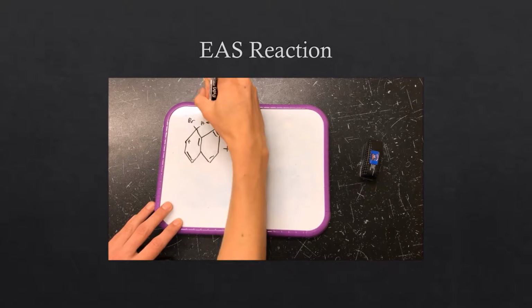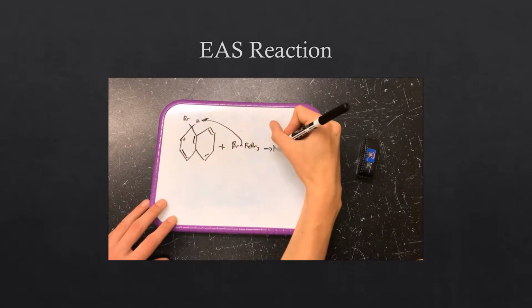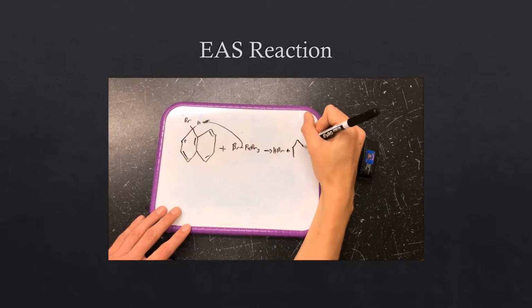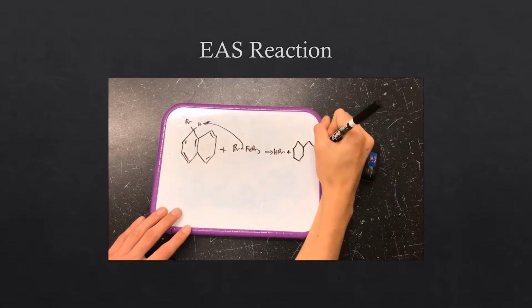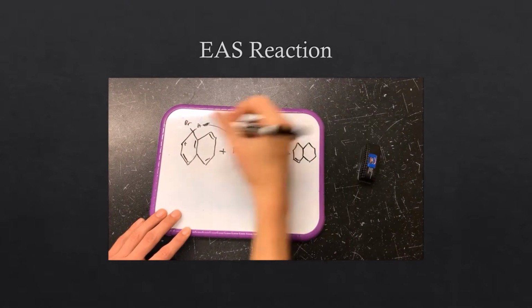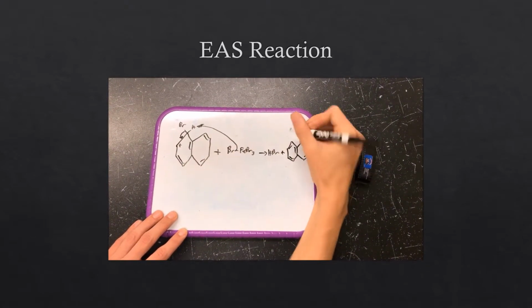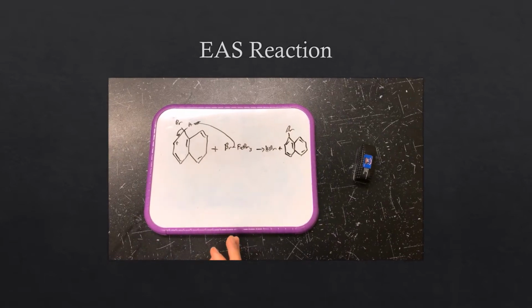In doing this, the ring loses aromaticity, and to regenerate this, the brominated iron bromide will deprotonate the ring, and the electrons from the hydrogen will reform the double bond and regenerate aromaticity. This leaves us with the brominated naphthalene, HBr, and regenerates the catalyst iron bromide.